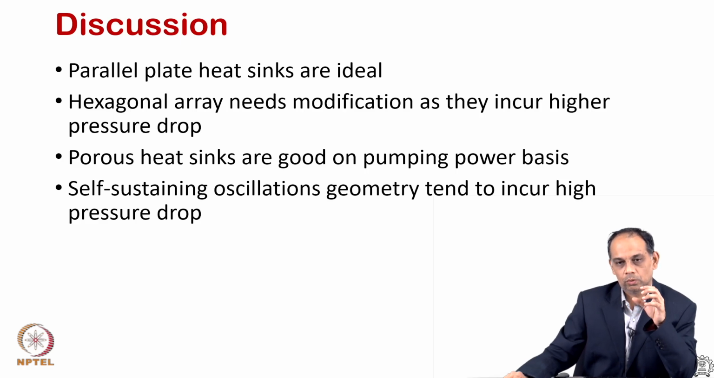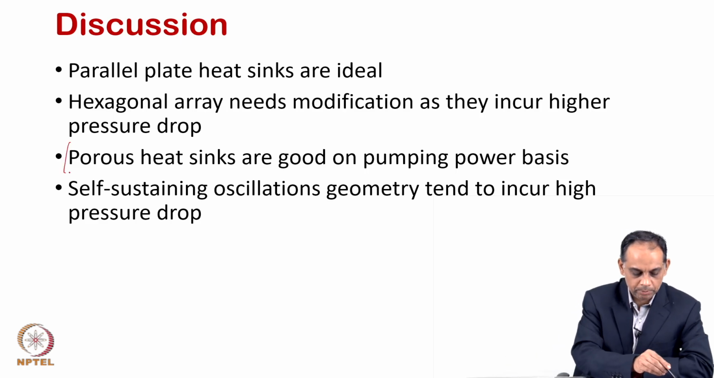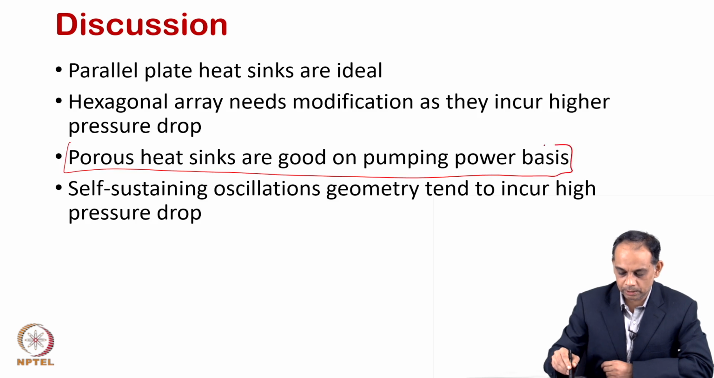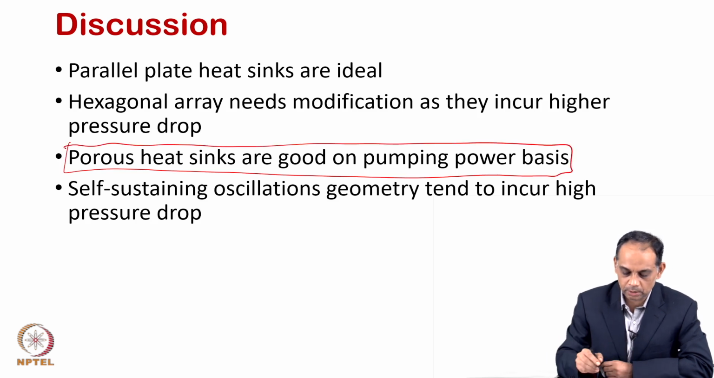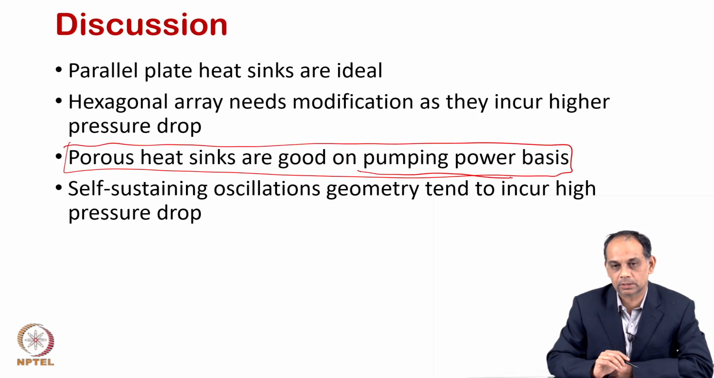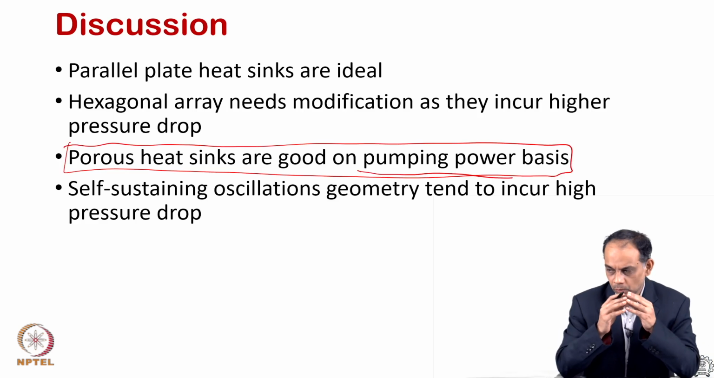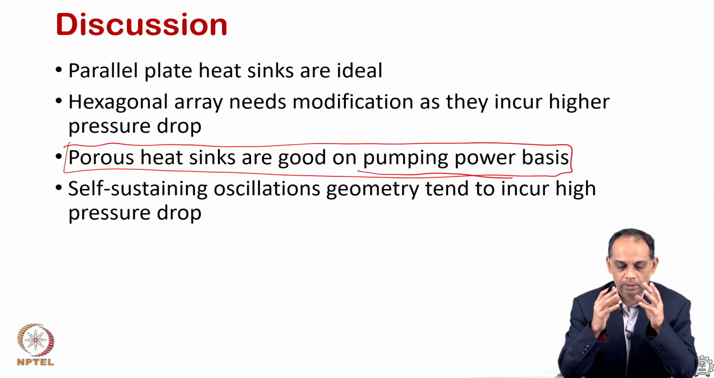So, one has to work with low velocities that still give you a high enough Reynolds number to trigger shear layer instabilities and give you higher performance. Porous foam heat sinks can be shown to give you better performance than parallel plate heat sinks on a constant pumping power basis. So, what we have done till now is that we discussed the heat sinks in two parts.